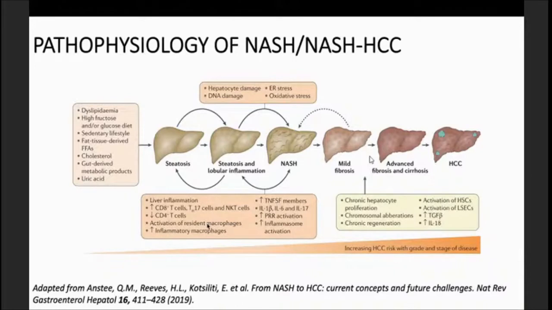Hepatic macrophages are mainly derived from the resident hepatic macrophages, called Kupffer cells at these sites, or from circulating bone marrow-derived monocytes. And then they become inflammatory macrophages. And also, the next set of members is called the TNFSF, the tumor necrosis factor superfamily.